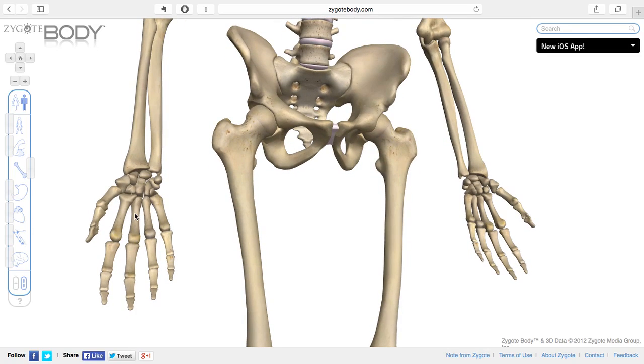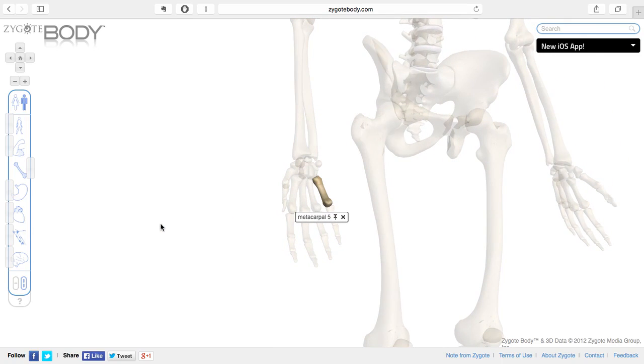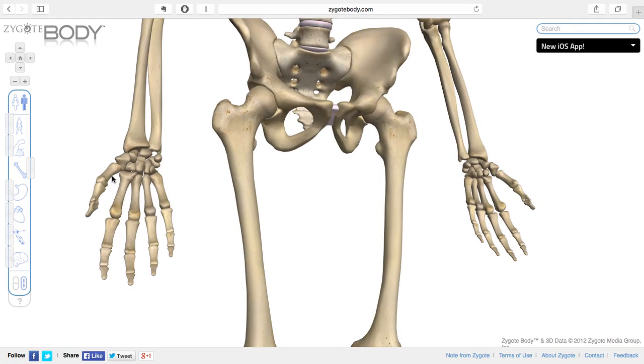Okay, so moving on from that, we have the metacarpals. Okay, the metacarpals are just 1 through 5. They're named from the thumb going towards the little finger. So your thumb is 1, metacarpal 1, and so on.